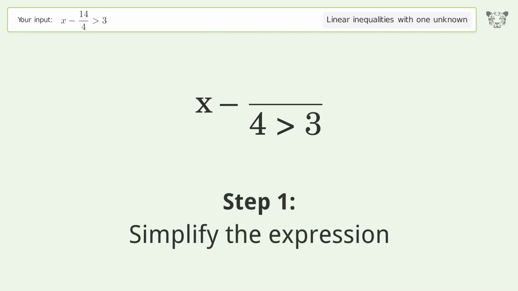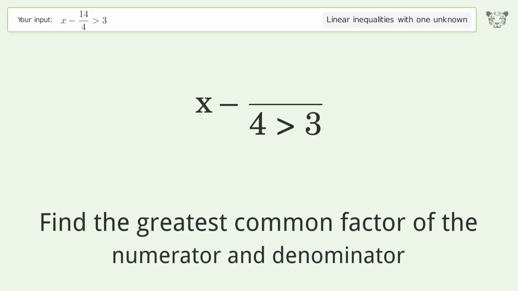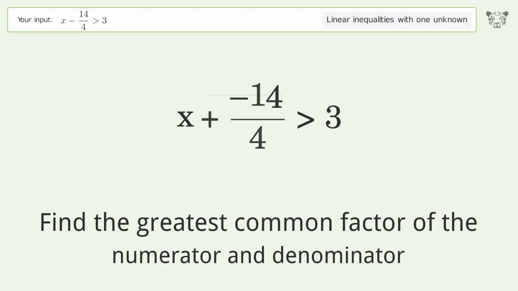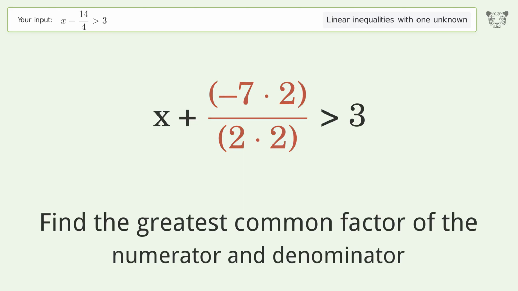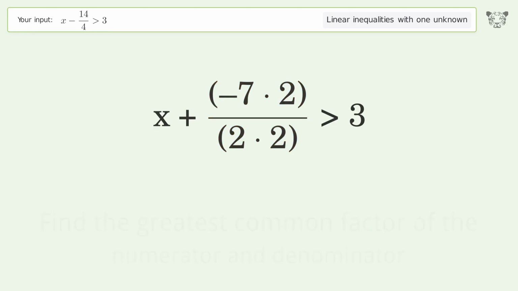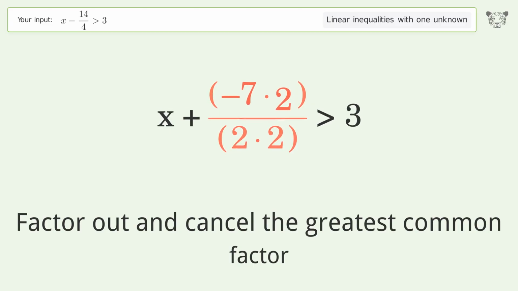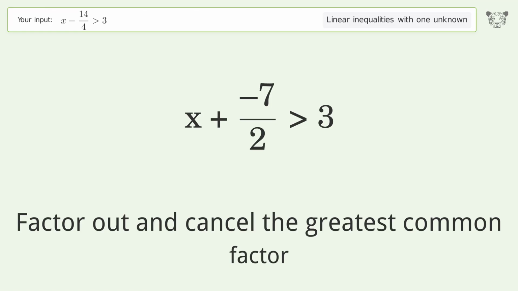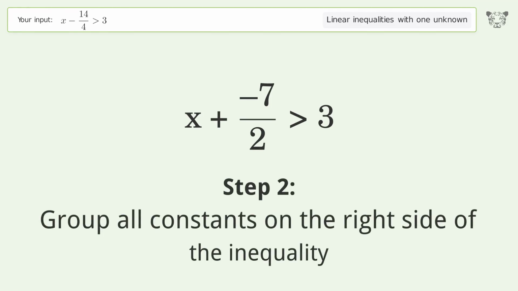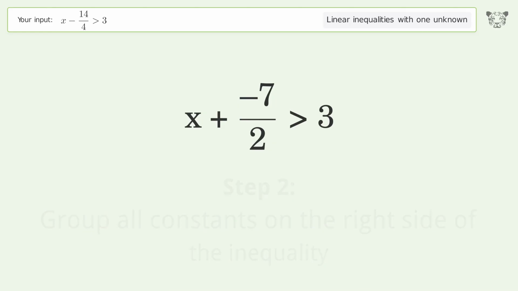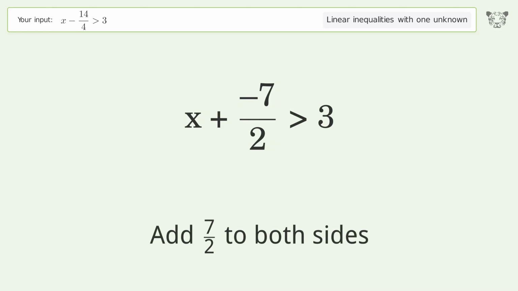Simplify the expression. Find the greatest common factor of the numerator and denominator. Factor out and cancel the greatest common factor. Group all constants on the right side of the inequality. Add 7 over 2 to both sides.